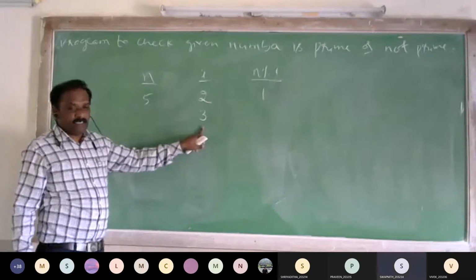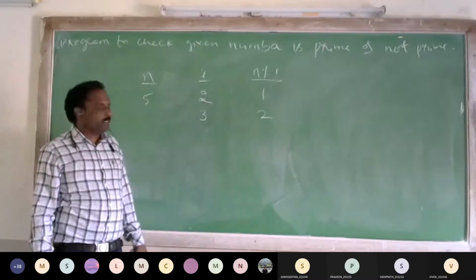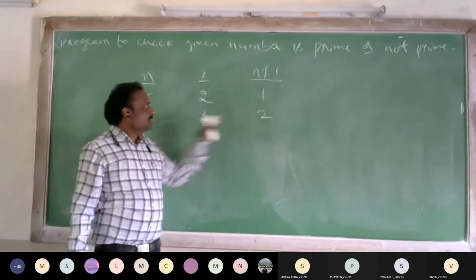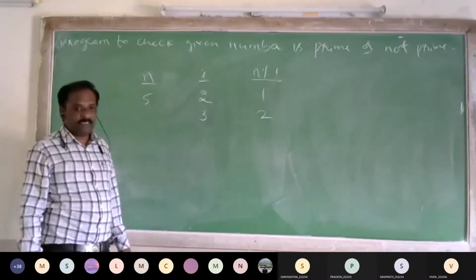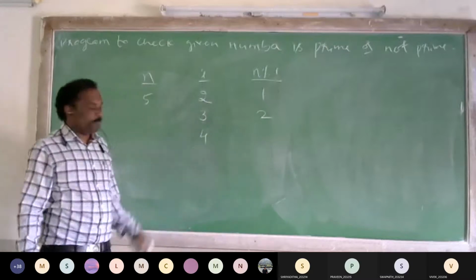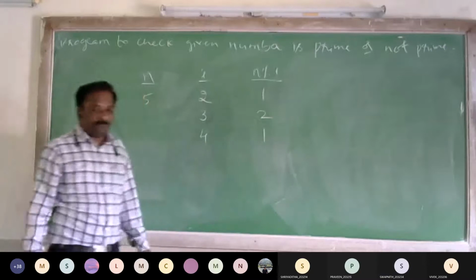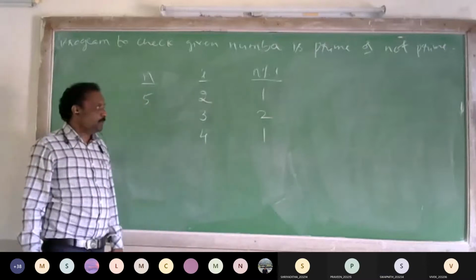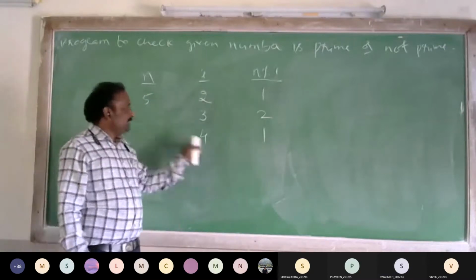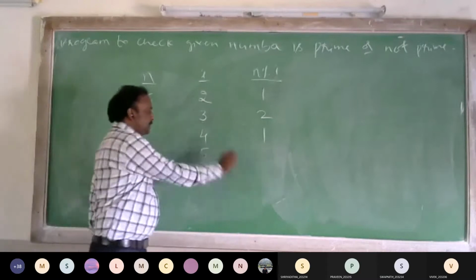Now, 5 modulus 3. What is 5 modulus 3? Remainder is 2. That means we say that 5 is not divisible by 3. Now, increase the number, i plus plus, 4. What is 5 modulus 4? The remainder is 1. Then we say that 5 is not divisible by 4. Then increase the value of i.